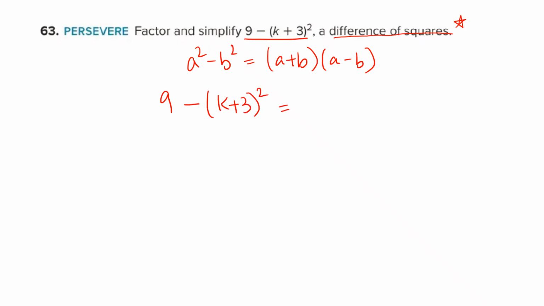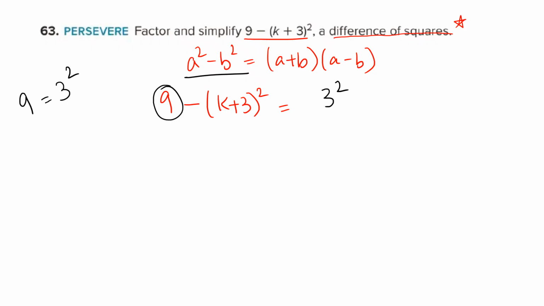Now, step one, how do you convert this to the form of difference of square? Check, is the first term a perfect square? Is 9 a perfect square? Definitely yes. How do you check? You use your calculator, plug in square root 9, you will get 3. So 9 can be replaced with 3 square.